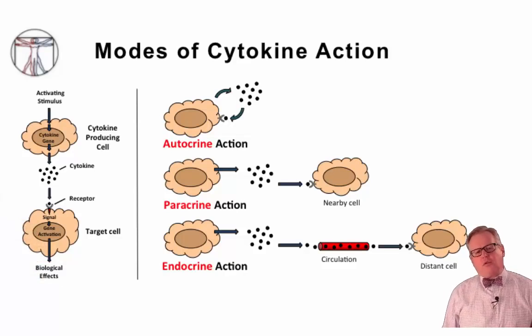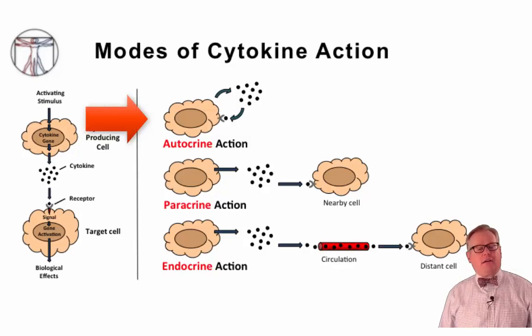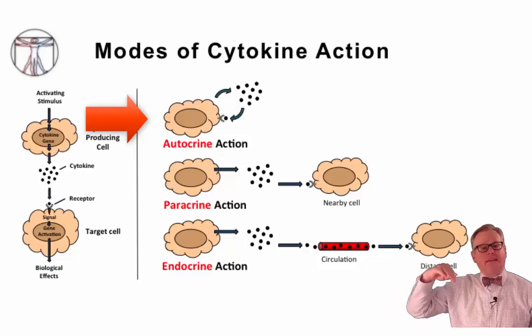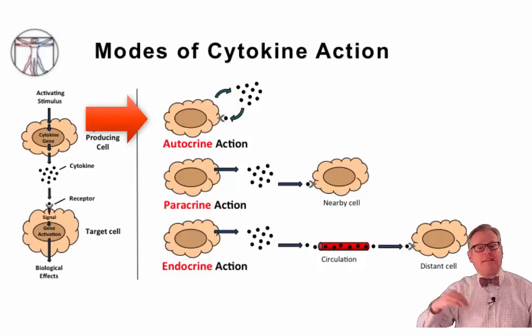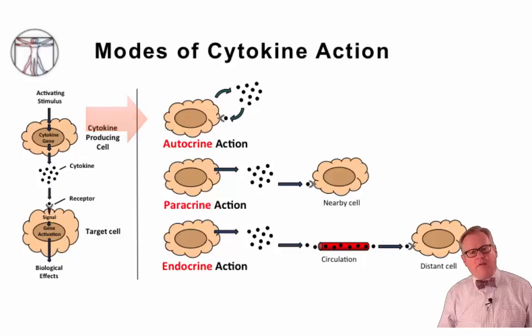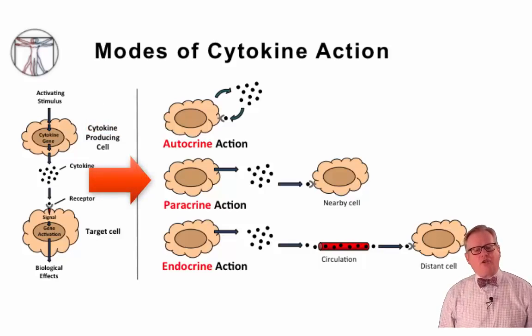Now, the 3 modes of action of cytokines are, number 1, autocrine. That's where a cell gets activated, it secretes cytokine, and that cytokine feeds back on the same cell to stimulate itself. The second mode of action is paracrine action, where an activated cell makes cytokine that goes out and activates a nearby cell.